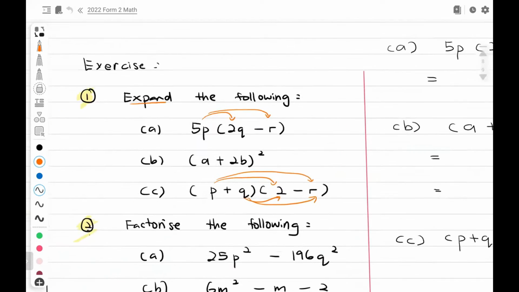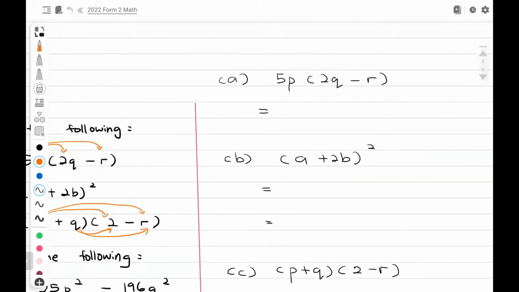Okay, so expansion means multiply, times in only. So 5 times 2 is 10, 10PQ. And then the second one, negative 5PR. Okay, expansion is just times in only.